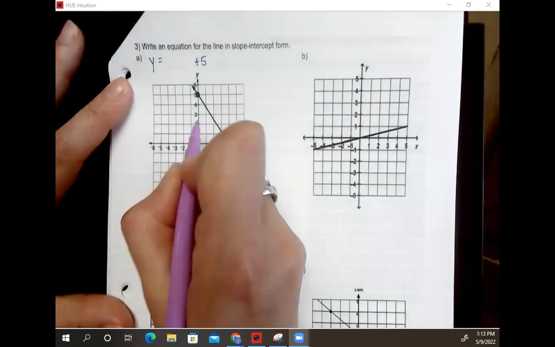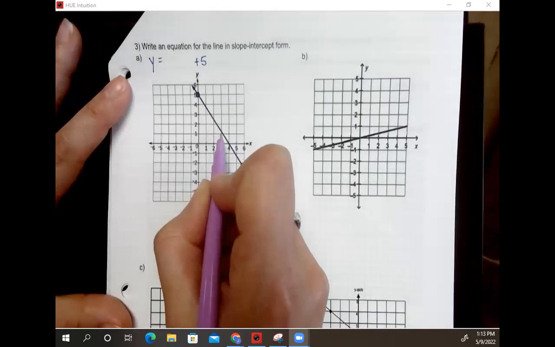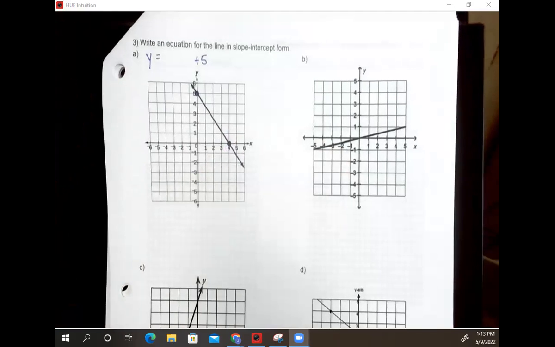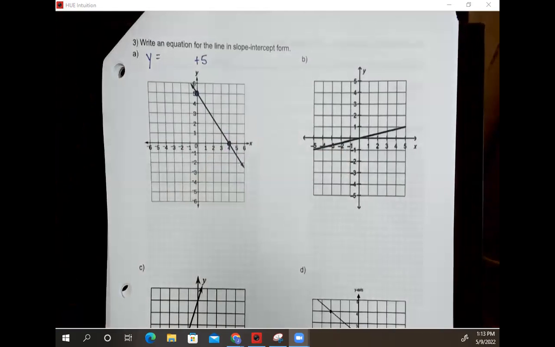This guy's close, but not quite. Here's another one that's close, but not quite. My x-intercept lands at a nice point, so I'll use that one as my other nice point.